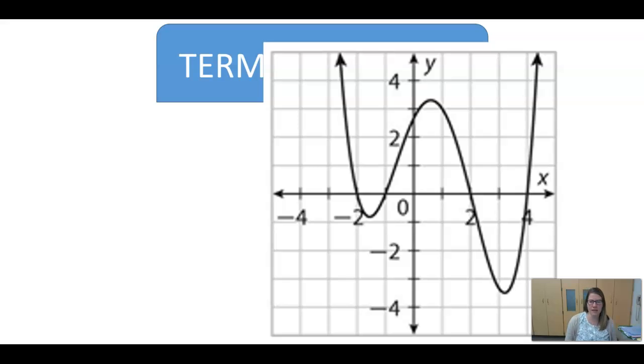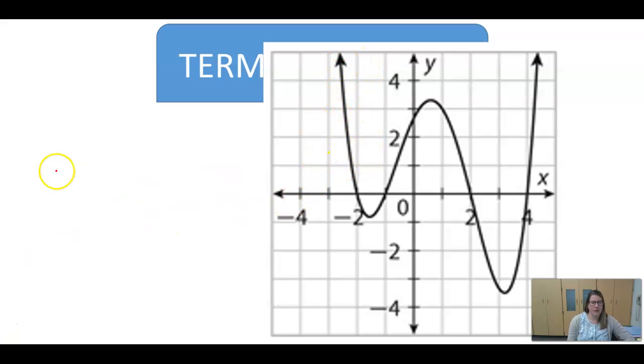Hi guys, in this video today we are going to be learning how to find intervals of the function that are positive or negative, and then we're going to be looking at X and Y intercepts. So let's go ahead and get started.